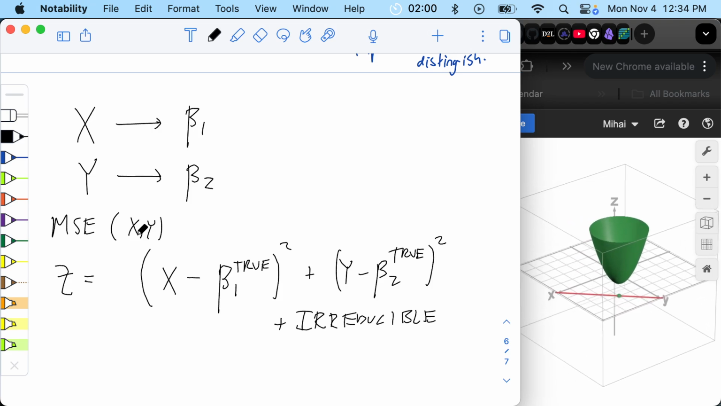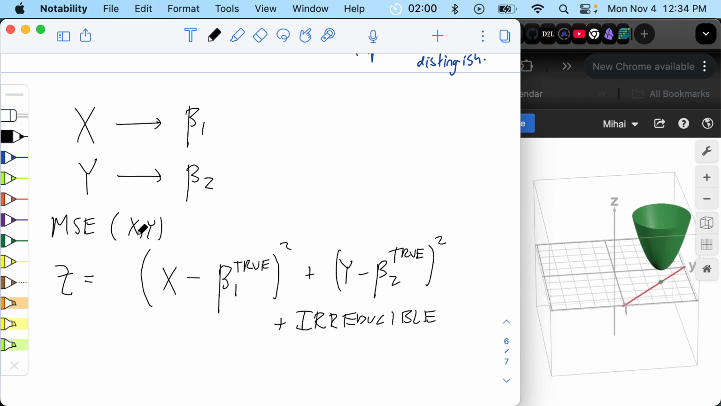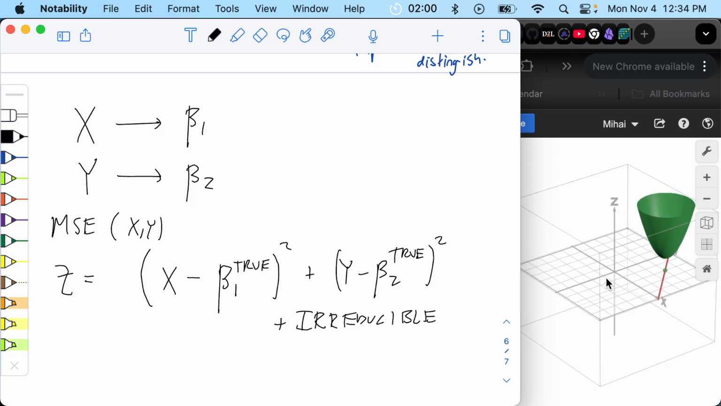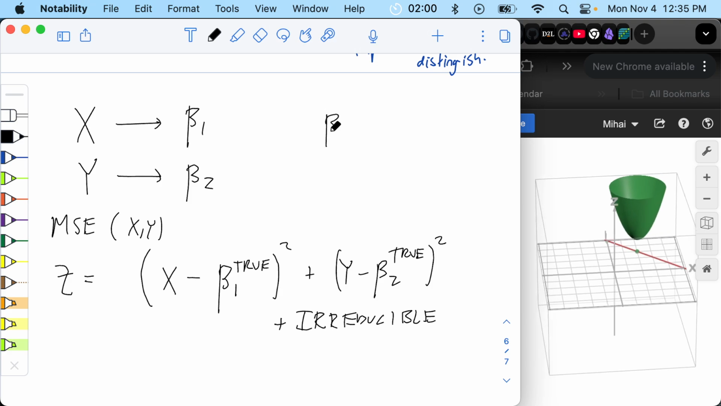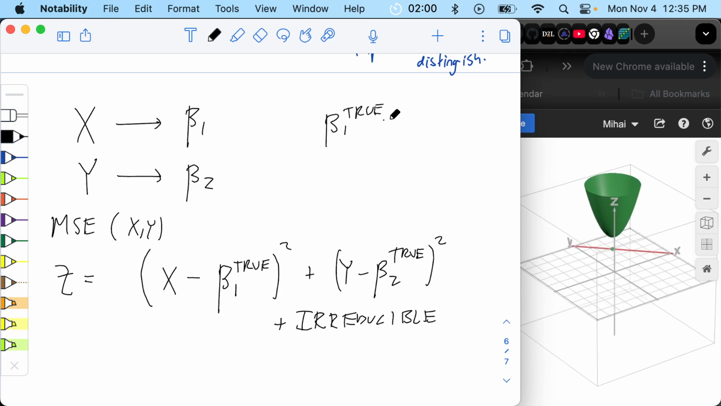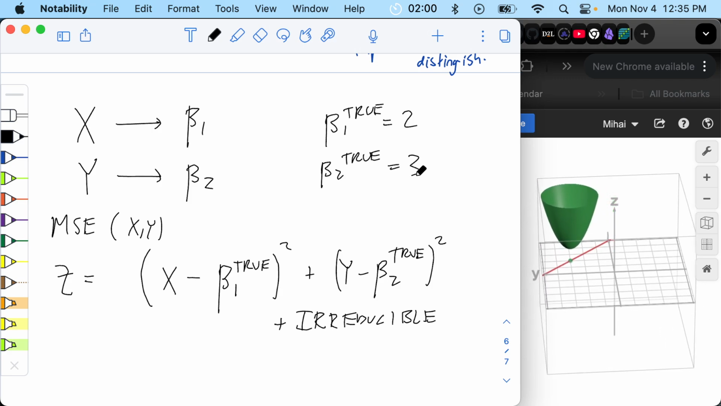So you estimate x and y, the beta values, the coefficients, and you get some amount of error. Of course, you want to make it as small as possible. You can see there's a little bowl right at the bottom. That's what you're trying to get. And that green dot in the xy plane, I believe it's at 2, 3. The beta 1 true is 2, and beta 2 true is 3. That's what you're trying to do. You're trying to estimate the coefficients 2 and 3.